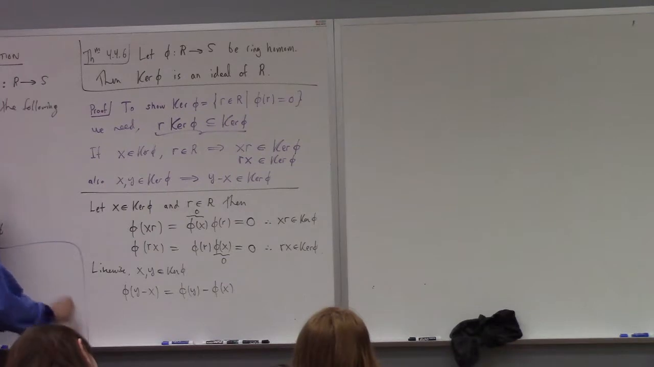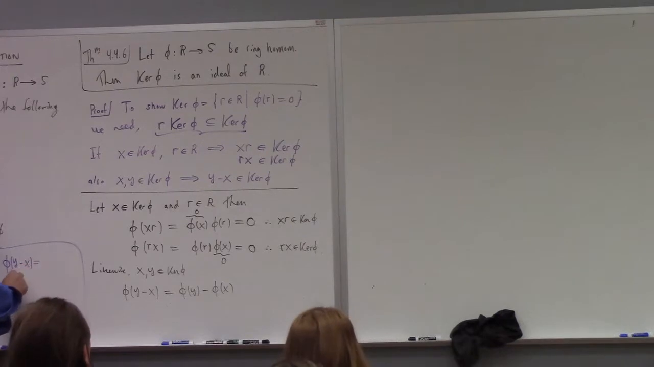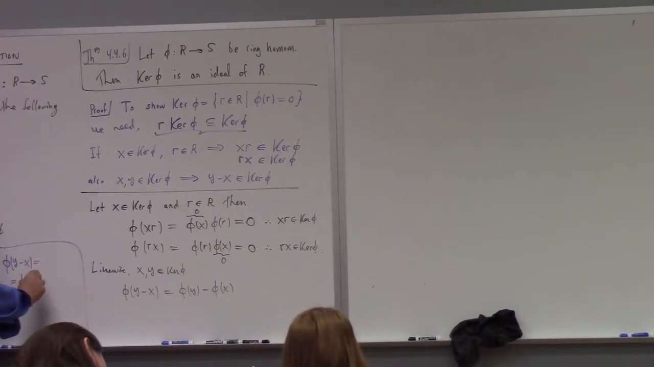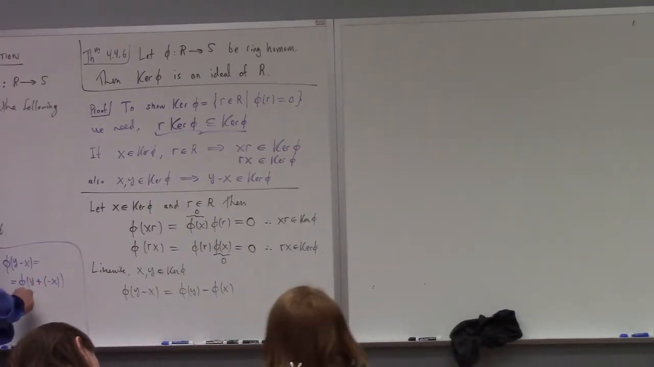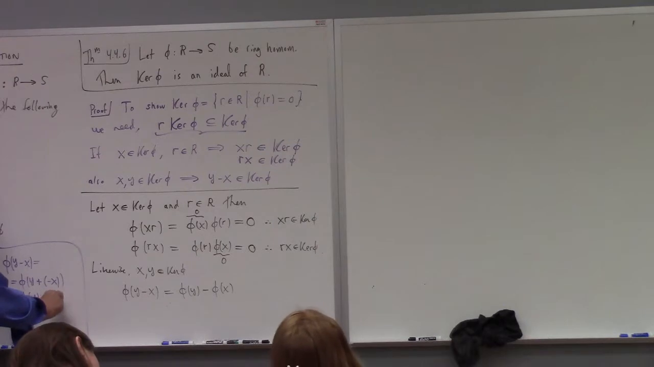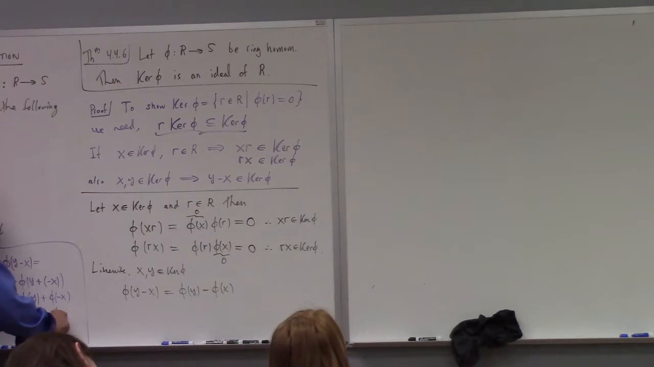Here's the internal logic. Phi of y minus x is equal to what? It's equal to phi of y plus the additive inverse of x, right? Which by additivity is phi of y plus phi of minus x. Then by a property of group homomorphisms, which says that the image of the inverse is the inverse of the image, I can pull the minus out. So there you go. That's the internal logic that I used right here. Okay?